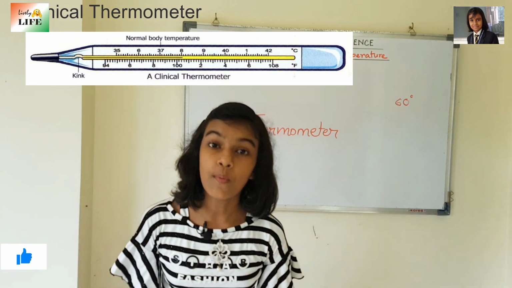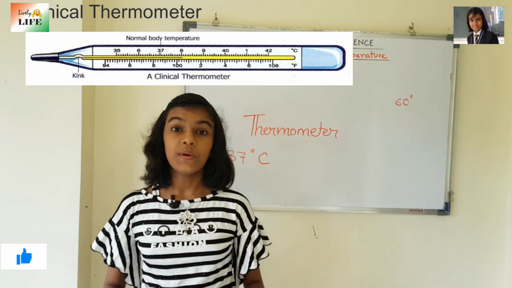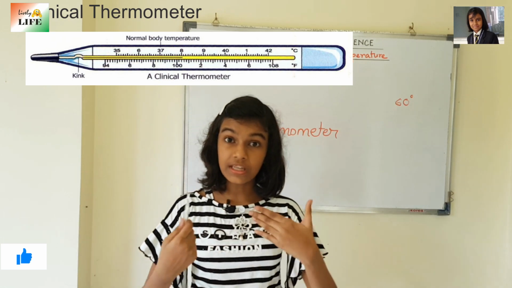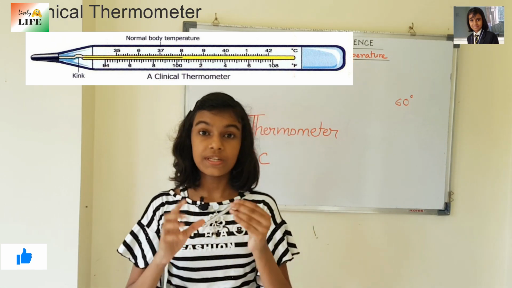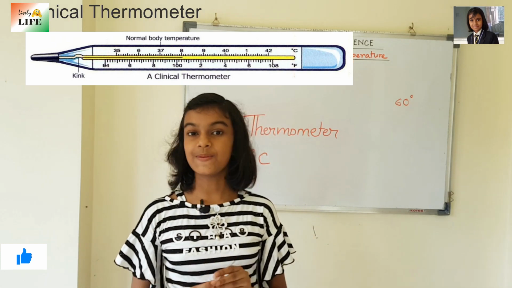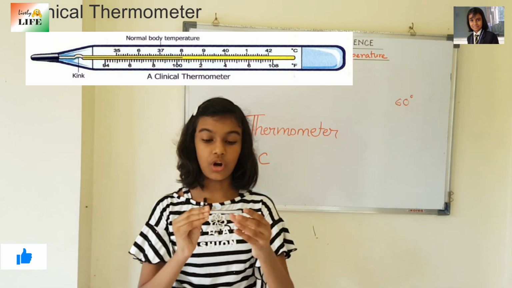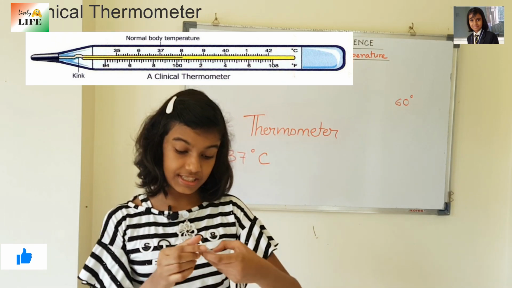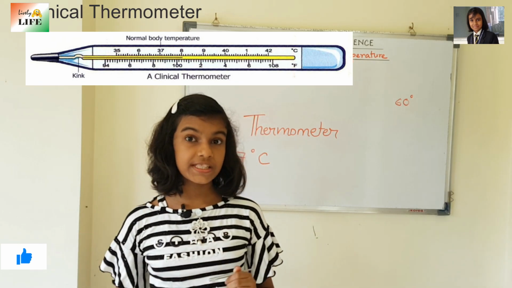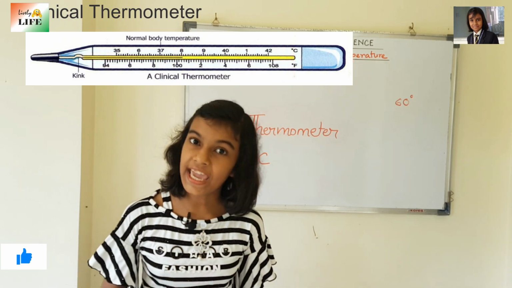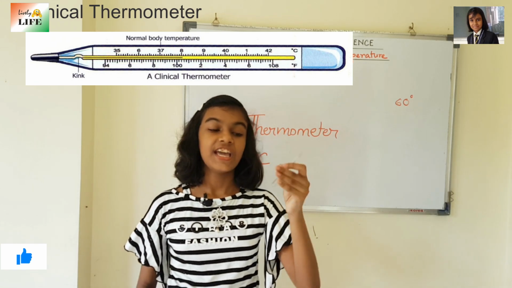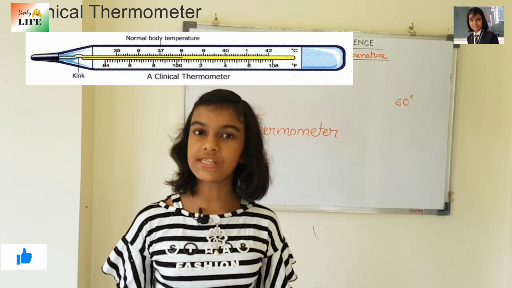And there is one more important point: what is the normal body temperature of a human? Suppose I am not having fever. What is my normal body temperature? The normal body temperature is 37 degrees Celsius. It is also very important. And what is the normal body temperature in Fahrenheit? It is 98.4 degrees Fahrenheit. In Celsius, it is 37 degrees Celsius. In Fahrenheit, it is 98.4 degrees Fahrenheit.